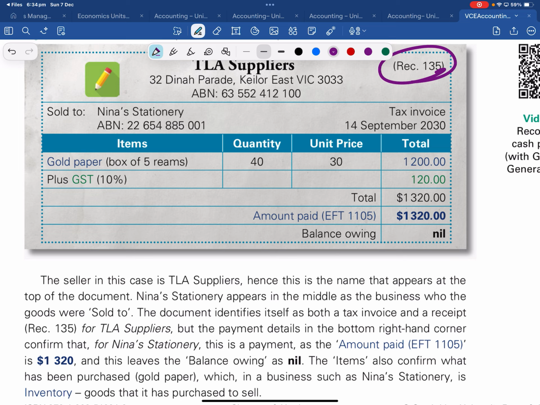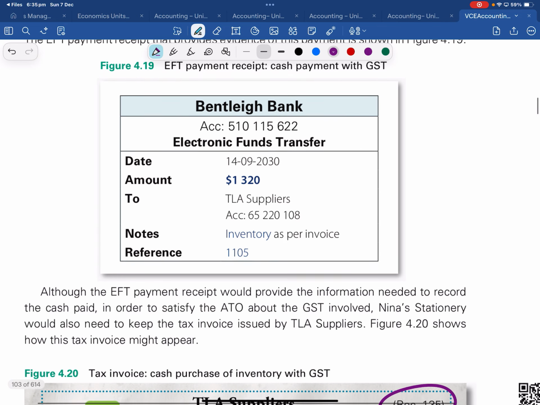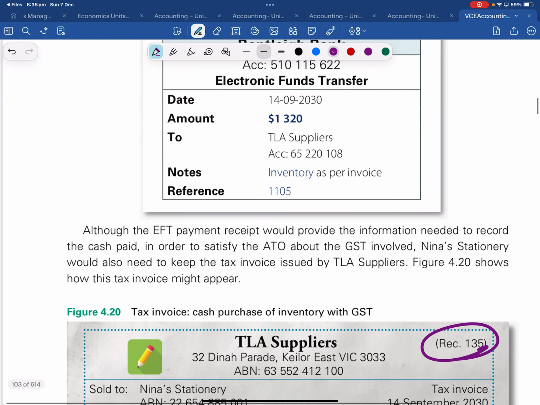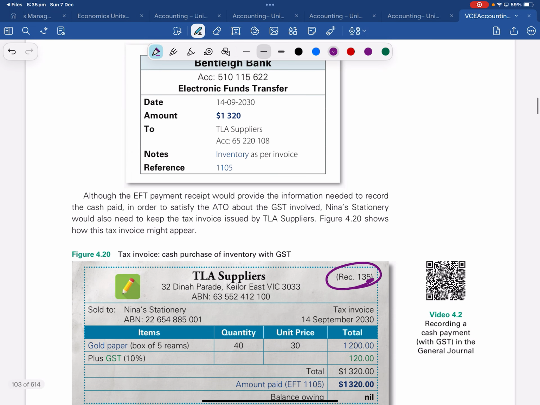So for this transaction, a bank would have also issued an EFT. I don't know if they have given the EFT to us. Is that the one? Yeah, that's the one. See? How do you know? What is the first one? It's an EFT. How do we know? Bank. Bank is there, account number is there.